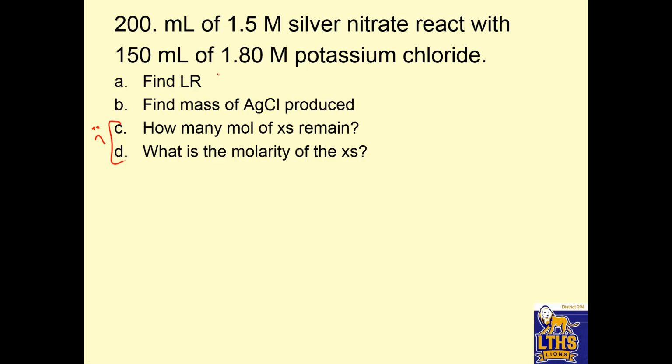So the first thing I have to do is write the reaction for this. So I've got silver nitrate, AgNO3, plus potassium chloride, KCl, and that's going to make AgCl. It's a double replacement reaction, right? Ag and K are going to switch places, and KNO3.